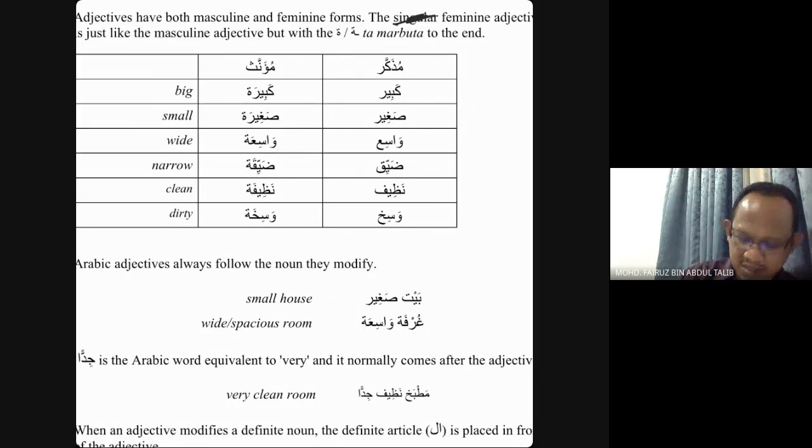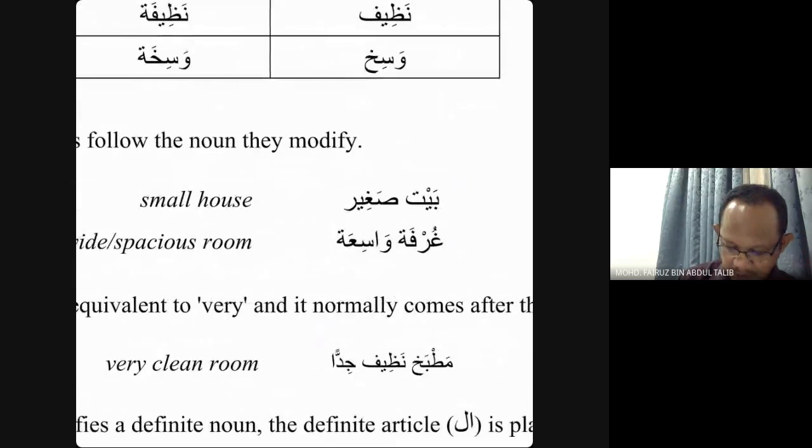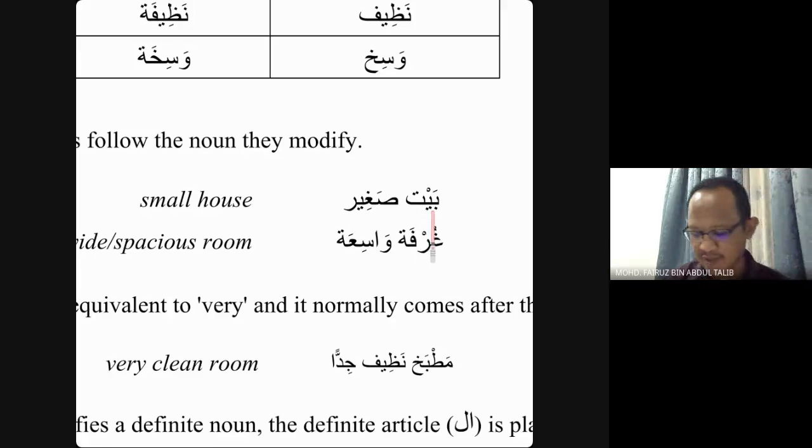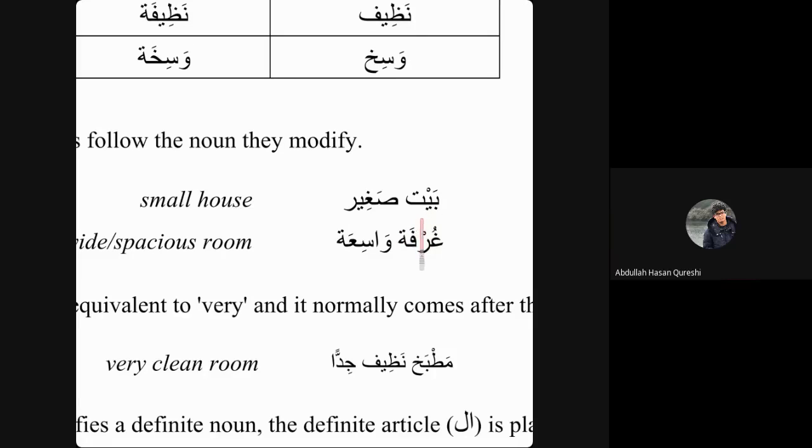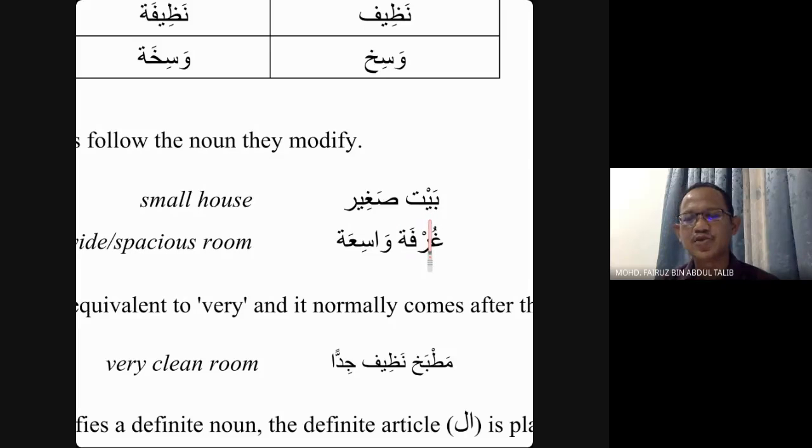All right, that is number one. And if you look at these two words, what do you think? Is bait a muzakkar or muannas word? Muzakkar, yes. So bait is muzakkar. Now you look at the adjective. The adjective is in the muzakkar form. There is no ta. So this is how you use the adjective. Bait saghir.